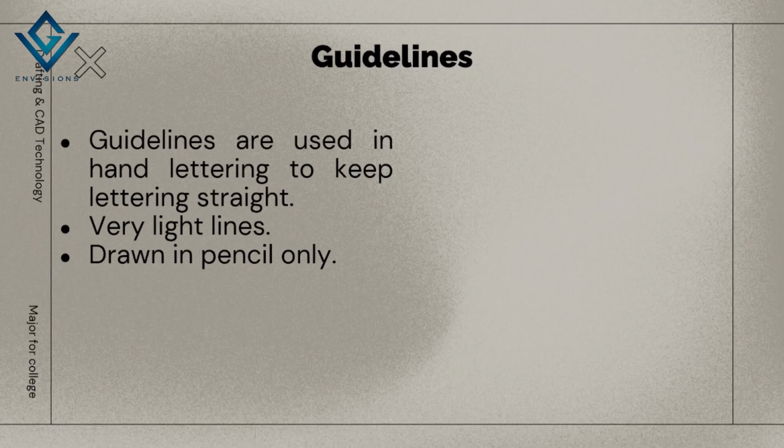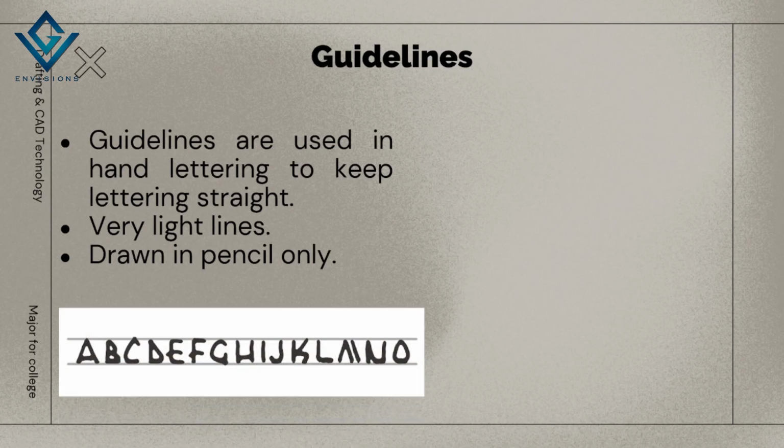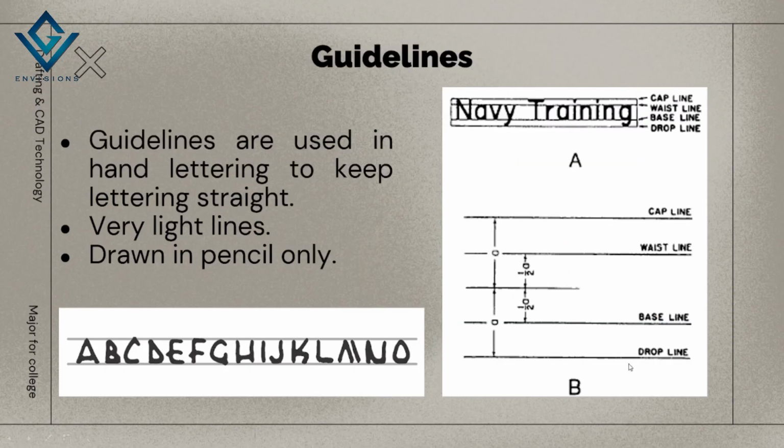Now we also have the guidelines. Guidelines are used in hand lettering to keep lettering straight. They are very light lines, drawn in pencil only. For example, this one. It has different parts: we have the cap line, the waistline, the baseline, and the drop line. Take note that in technical drafting, this is really particular.